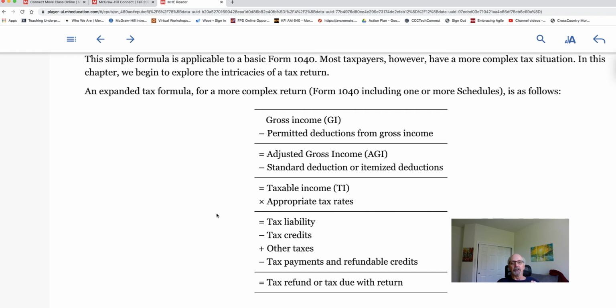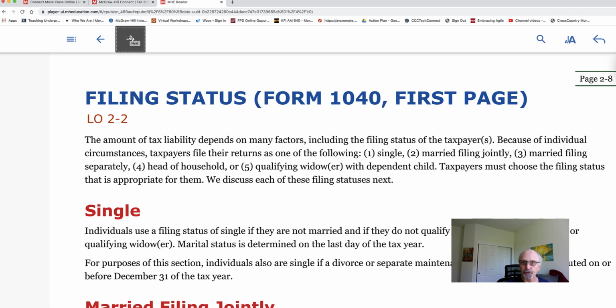After figuring out the tax liability, we're going to subtract some credits and add some other taxes. Subtract the payments. Now this is the stuff that comes off your W-2. And that'll give us either the tax refund, meaning we paid too much, or tax due, meaning we didn't pay enough. So now we move to learning objective number 2. And that's calculating or figuring out what our filing status is.